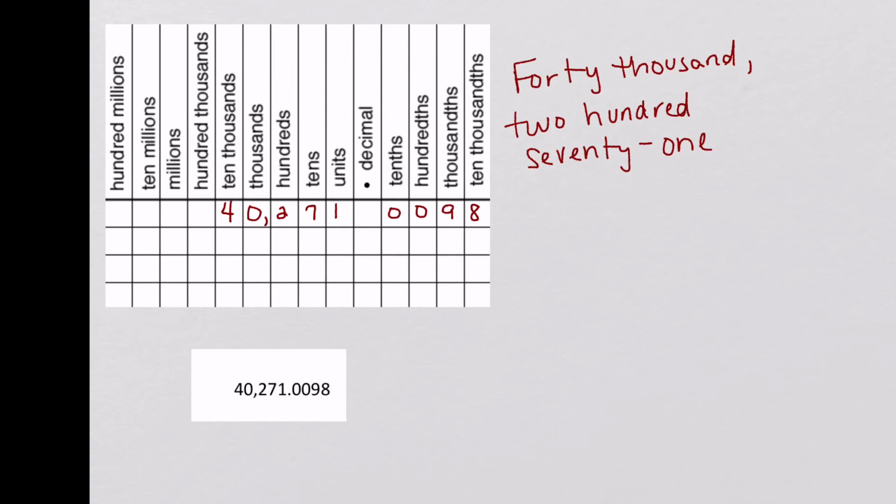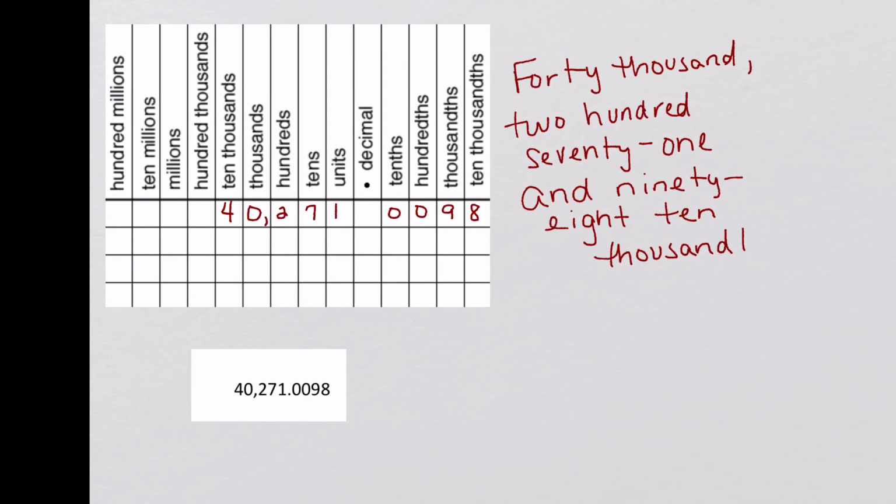271. Now we're going to use the word and, because that's where our decimal is. 98, 10, thousandths. 40,271 and 98/10,000ths.